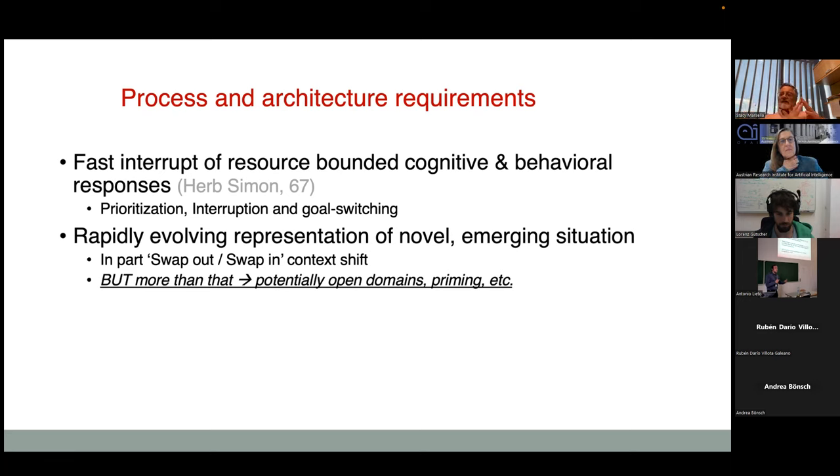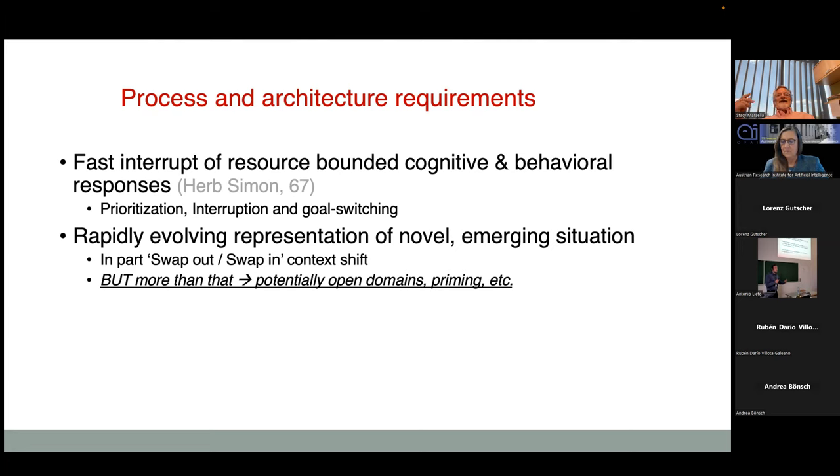The next moment, her whole attitude is thrown out. Essentially, it's no longer about the performance. It's dealing with this bird flying in the window. So there's this swap out and swap in of the representation of the state of the world. And it's happening really fast. It happens within a couple of tenths of a second. And I'll go into greater detail on the timing issue later on in the talk.